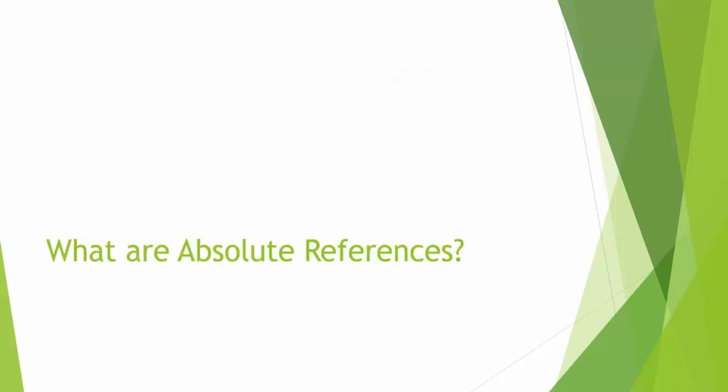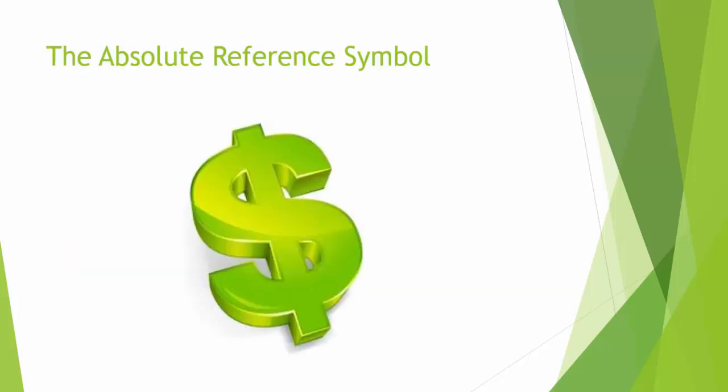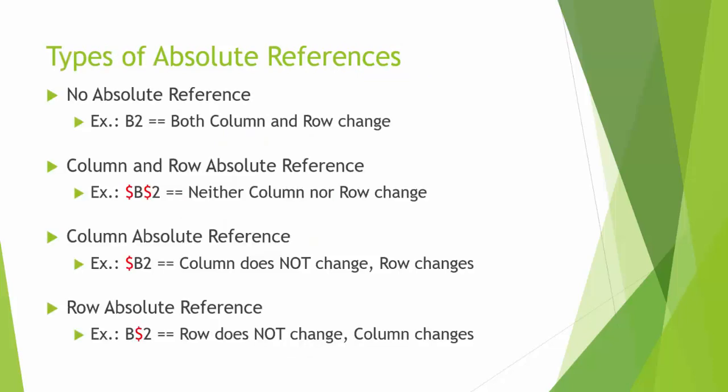So what are absolute references? Well, first off, let's talk about how we can tell that something is an absolute reference on a cell in Microsoft Excel. We're looking for the $ sign. A $ sign indicates that whatever's after it is not going to move whenever we drag down to copy any formulas.